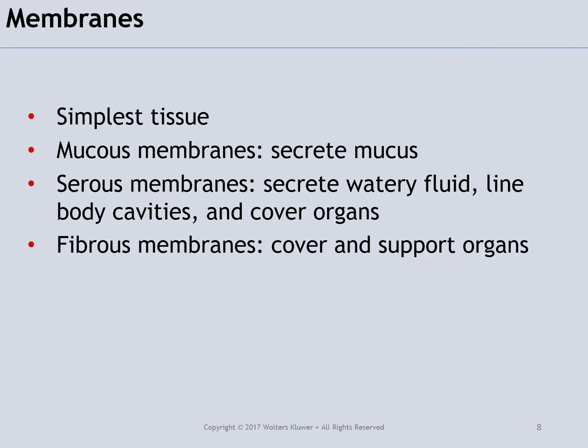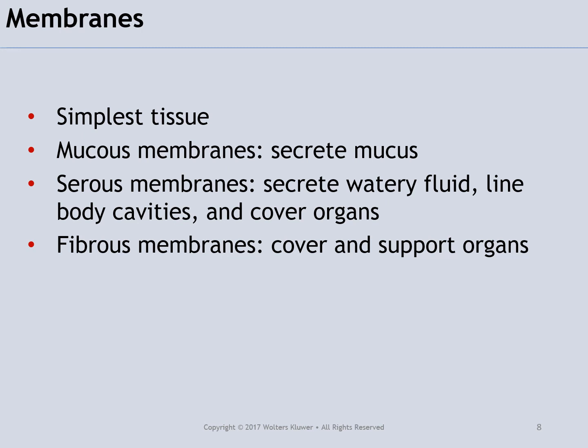Membranes are the simplest type of tissue. There are lots of different types of membranes. Mucous membranes obviously secrete mucus. Mucous membranes are found anywhere that the inside of the body comes in contact with the outside world. So the tissues inside your mouth, inside your nose, those are mucous membranes. Your gums, those are mucous membranes. If you go in the bathroom, pull down your eyelid and look at that little pink tissue underneath your eyelid, that's a mucous membrane as well.